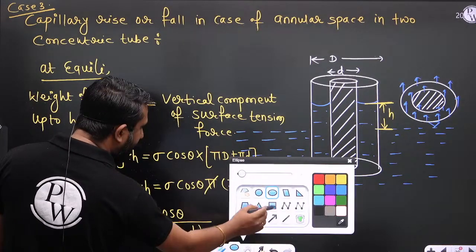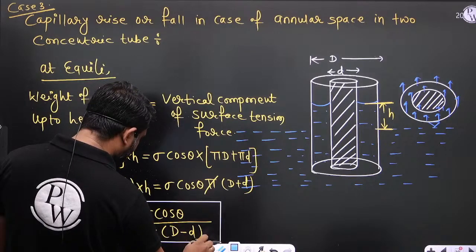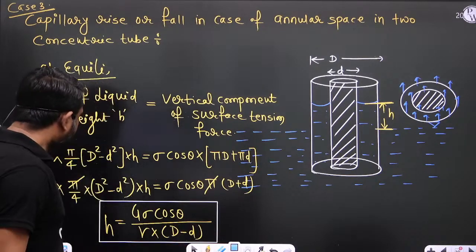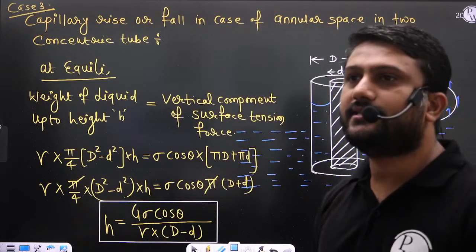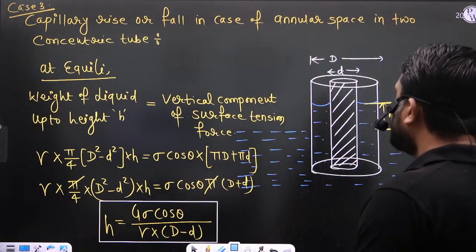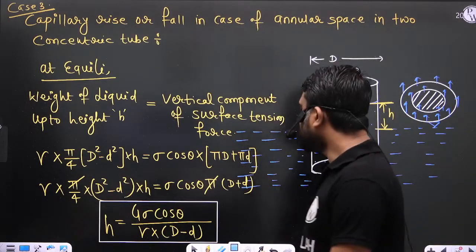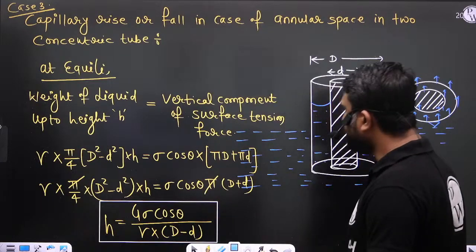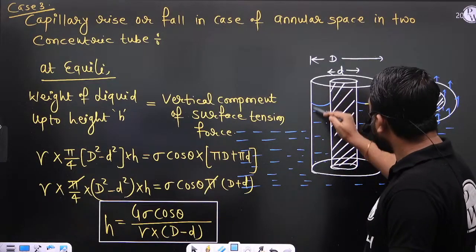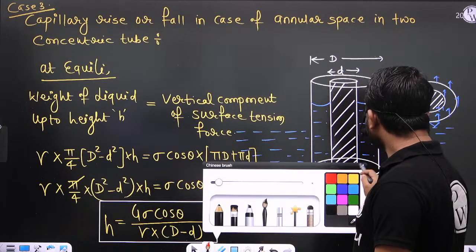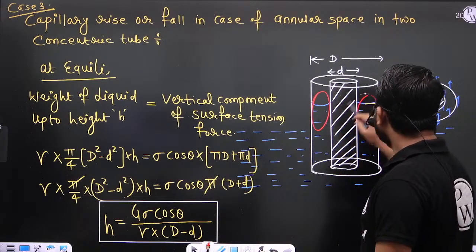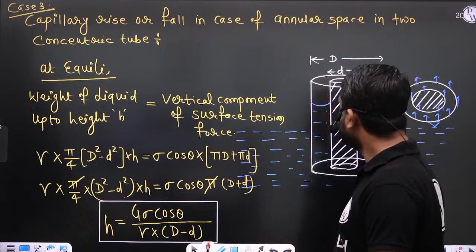Is everyone getting this expression? Please let me know. 4 sigma cos theta upon gamma (capital D minus small d). So this is the capillary rise in the annular space. I hope you can understand this.